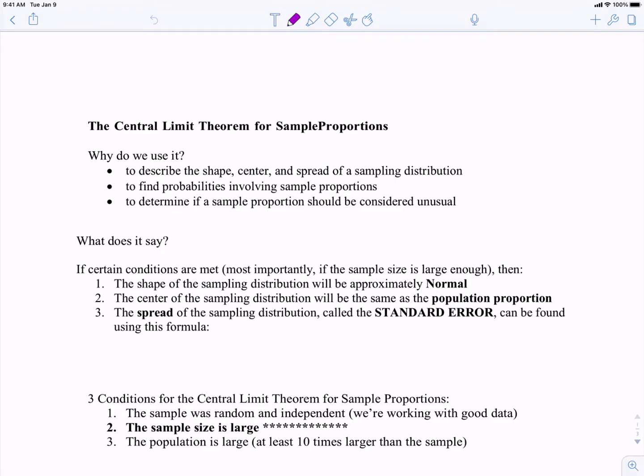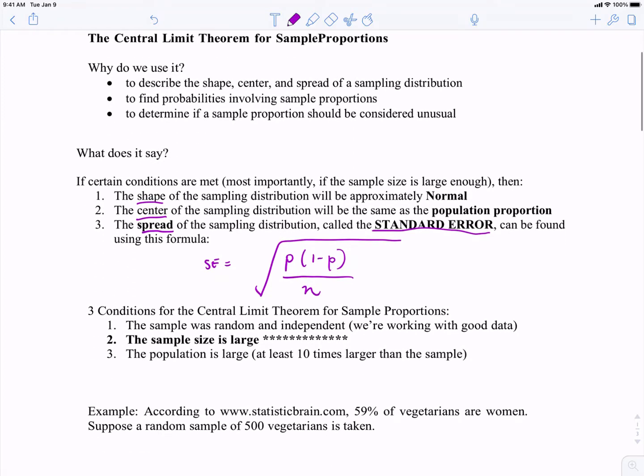It says that if certain conditions are met, most importantly, if the sample size is large enough, then the shape of the sampling distribution will be approximately normal, the center of the sampling distribution will be the same as the population proportion, and the spread of the sampling distribution, which is called the standard error, can be found using this formula. The standard error is equal to the square root of p, the population proportion, times 1 minus p divided by n. Now, the conditions for using the central limit theorem, there are three.